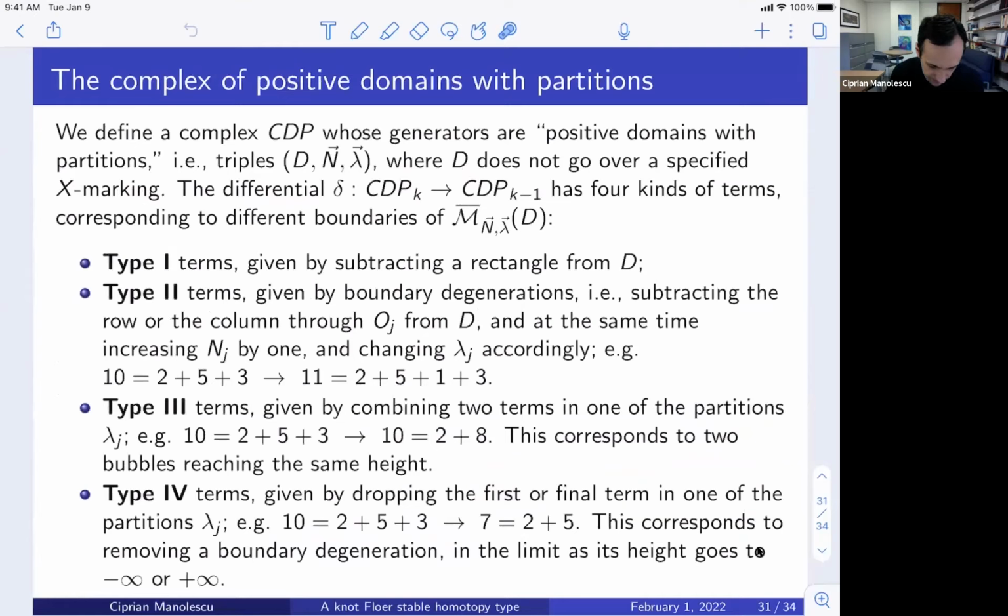Okay, and for that, we have to first define a complex. So this is a new complex coming from the grid. It's not the grid Floer complex. It's a complex of positive domains with partitions. So the generators are the triples D, N and lambda. So recall that these were the things. So D is a positive domain and N and lambda describe the bubbles. So for every such triple, we're supposed to define a moduli space. Well, we're first gonna make a chain complex out of this data and the differential corresponds to what we're supposed to see on the boundaries of the moduli space.